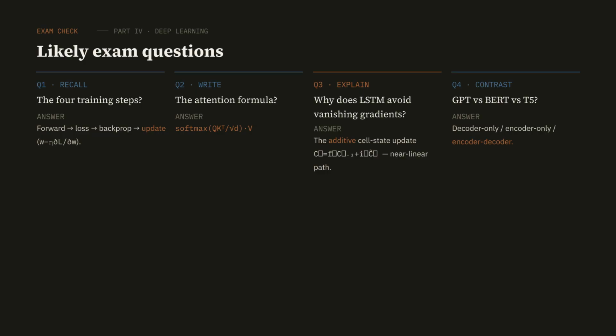To help prepare for the exam, remember these 4 training steps: forward pass, loss calculation, backpropagation, and weight update. Be prepared to write the attention formula and explain how the additive cell state update in an LSTM protects against vanishing gradients. Finally, be ready to contrast the structural differences between GPT, BERT, and T5.